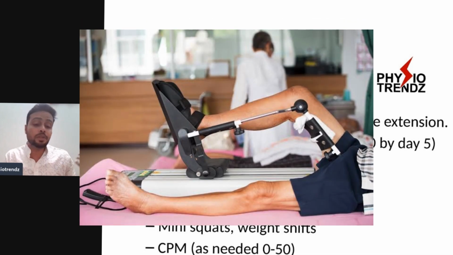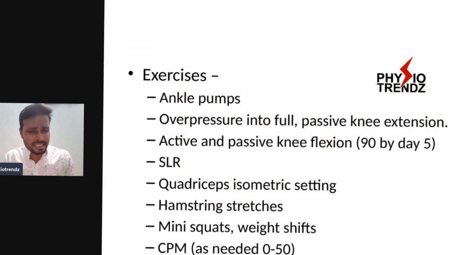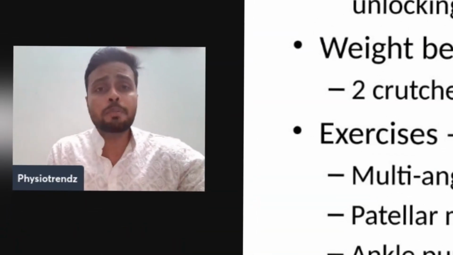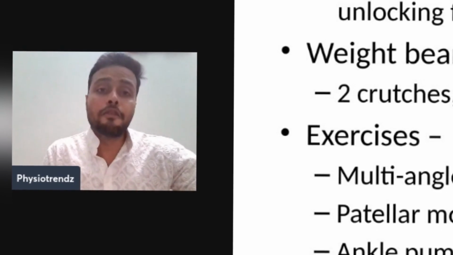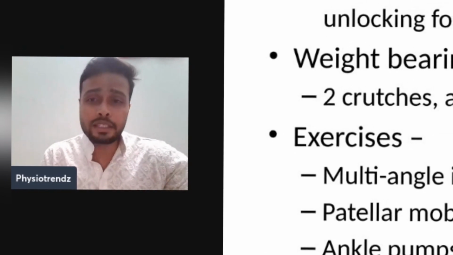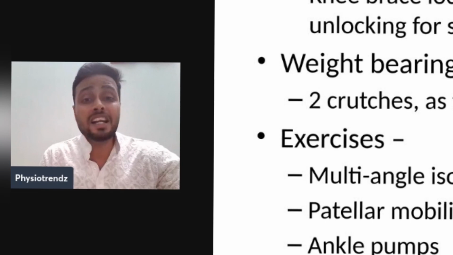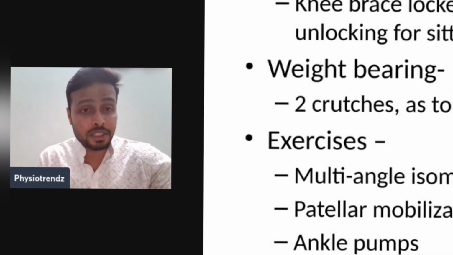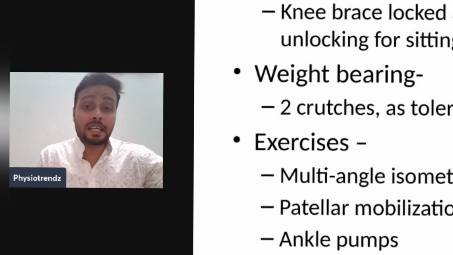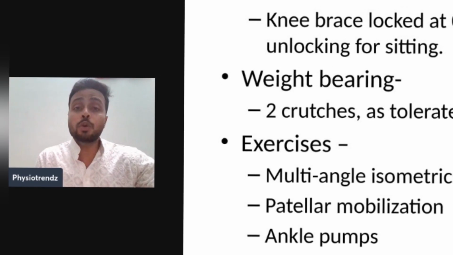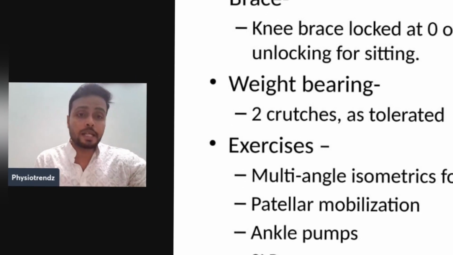CPM, which is continuous passive movement, as needed, but our goal is to achieve at least 50 degrees of flexion for the knee joint on day 1. Post-operative day 2, 3, with brace: knee locked at 0 degrees of extension for ambulation and unlocking for sitting position. Why are we unlocking in sitting position?